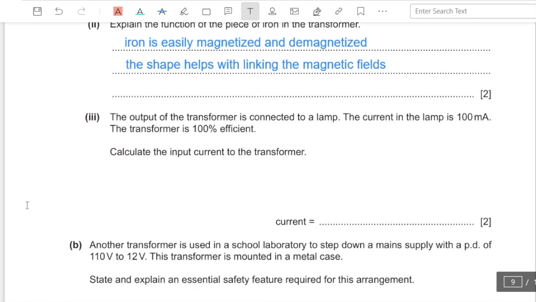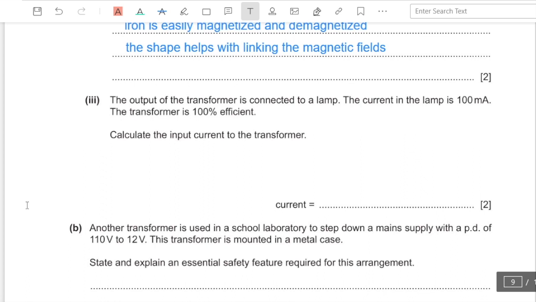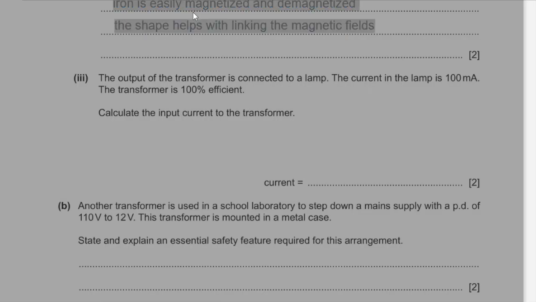The output of the transformer is connected to a lamp. The current in the lamp is 100 milliamperes. The transformer is 100% efficient. Calculate the input current to the transformer. I'll start by converting 100 milliamperes to amperes, and that is 0.1 ampere, since we divide it by 1000.